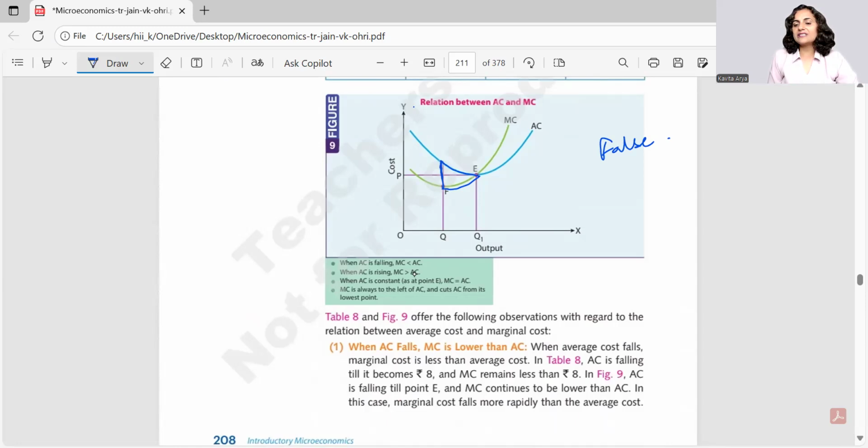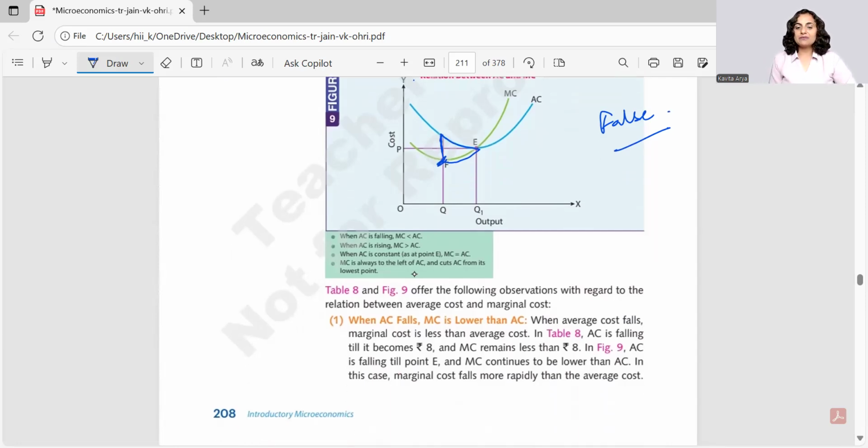That becomes a false statement, and we have to show this diagram and refer to this very area. That in this area, AC is falling, but MC has begun rising. Right. So this way, the questions of true, false, and justify can be done referring to the picture. So what is the relationship between AC and MC? When AC falls, MC is lower than AC. So till AC is falling, MC is below it, right?